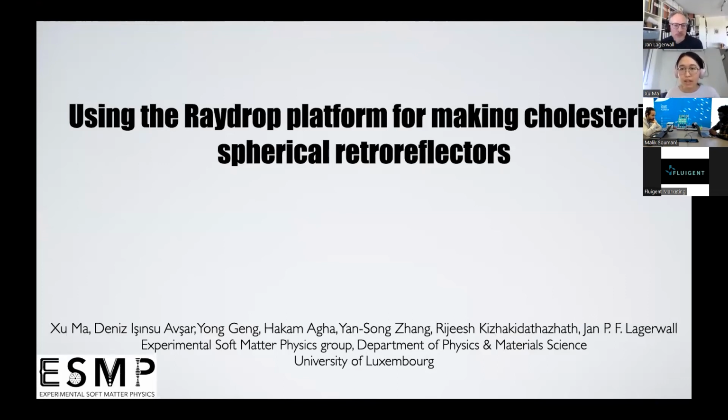Now I'm mainly working on using the red drop platform to make the cholesteric spherical reflectors. In this presentation, I will give a brief introduction of it.